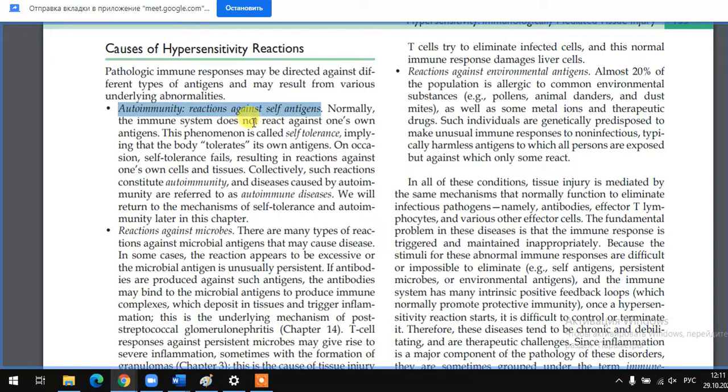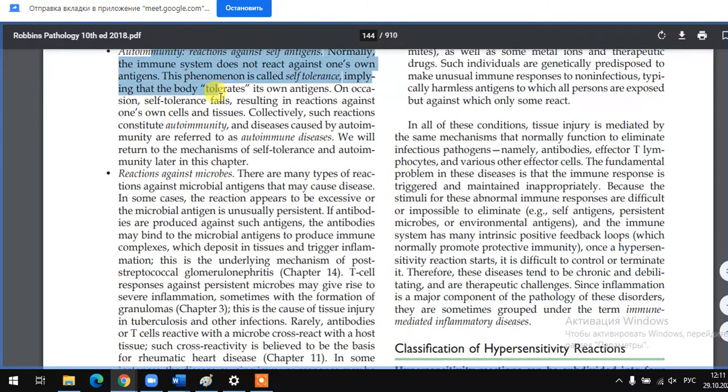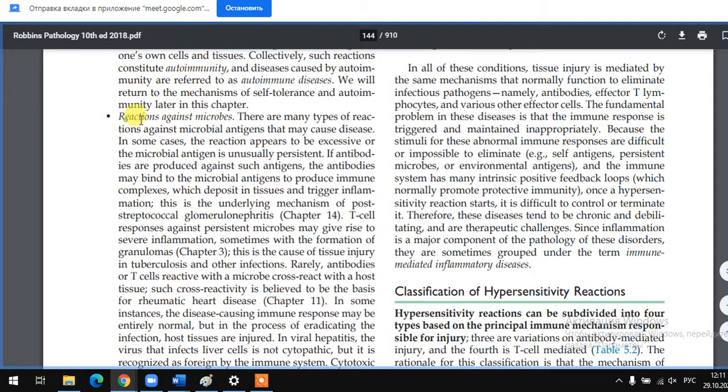It might create antibodies against it, might create T cell receptors (TCR) on the surface of T lymphocytes, and NK cells might recognize it like antigenic structures, and they start to kill our own cells, which used to be normally tolerated. And we will discuss it. So, very interesting disease. Then reactions against microbes.